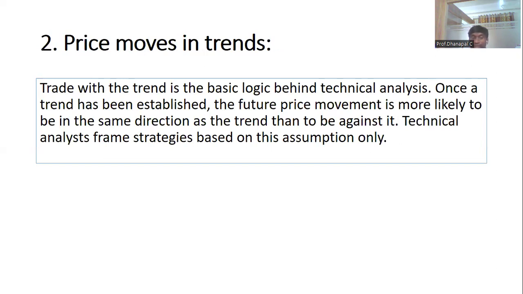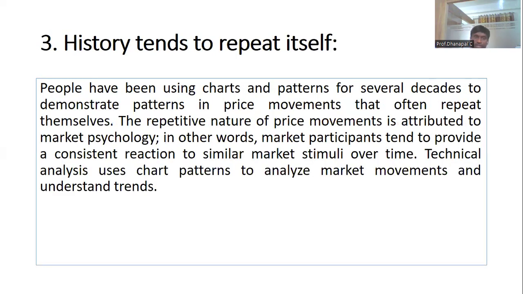When the trend line starts to come down, it shows a negative value, so they have to sell, or they can wait until the trend line increases again and goes into an uptrend. Technical analysts frame their strategy based on this assumption.